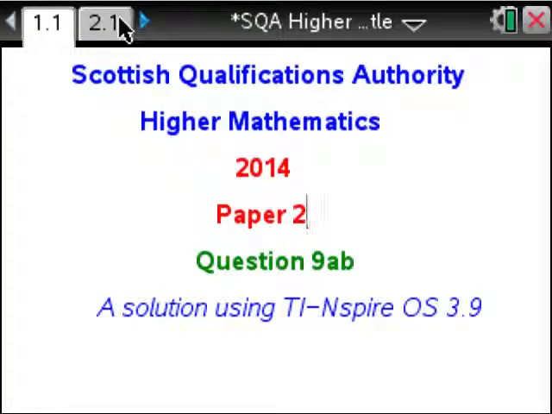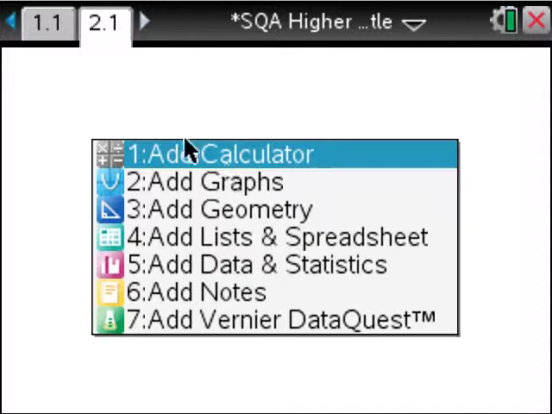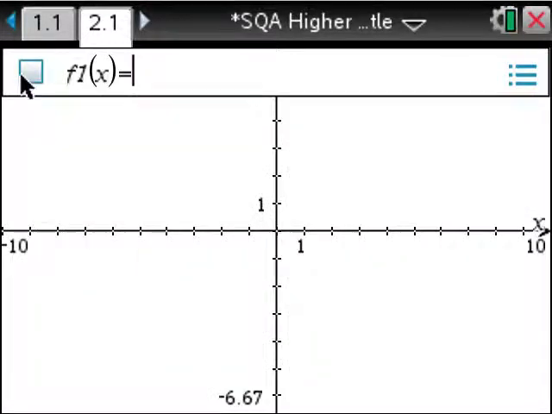Okay, 2014, paper 2, question 9, parts A and B only. So we're going to go to a graph page, and we're going to type in the function that we've been given there at the moment for velocity. They've got it in terms of t, we're going to have to do it in terms of x here.